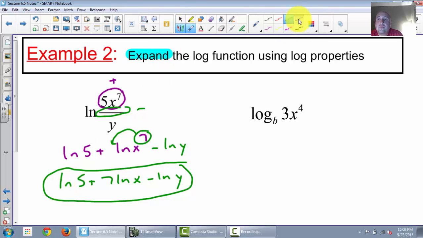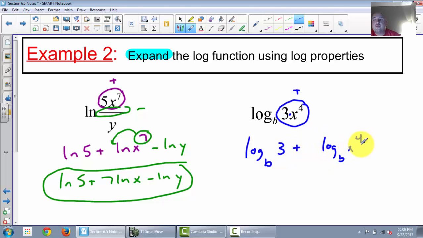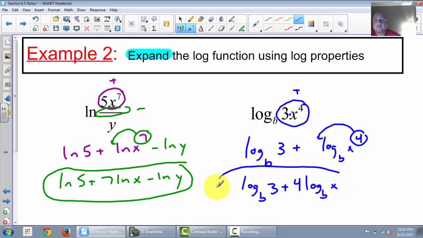All right, so let's try the second one over here. So I have log base b. Hopefully you see that this is multiplying. So what do we do with multiplying? We add them together. So I have log base b of 3 plus log base b of x to the 4th. And hopefully you don't forget that the 4 goes to the front. So my final answer is log base b of 3 plus 4 log base b of x. And there we have it. There are our 2 fully expanded equations.